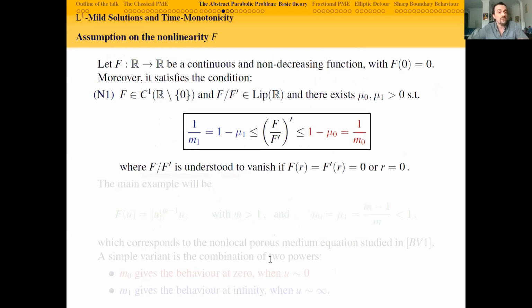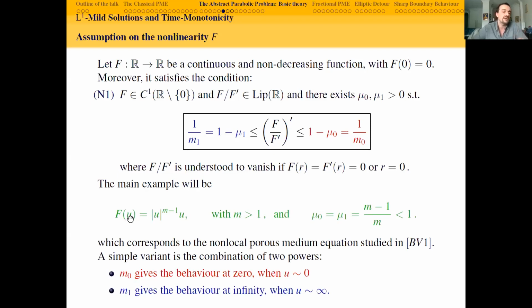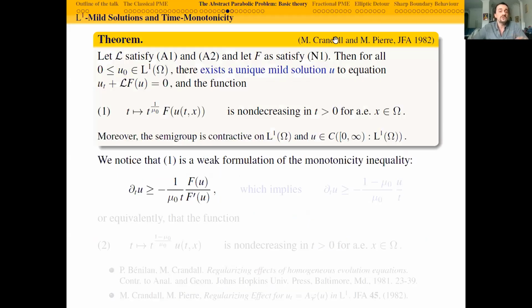An alternative approach relies on homogeneity, or pseudo homogeneity, of the nonlinearity. Here it is written in full generality. You can restrict yourself to the case u to the m if you want. Then you have this result, which is due to Crandall and Pierre in JFA in 1982, in which the monotonicity property that I showed the first day how to prove is proven for the first time also for these F, which are not exactly homogeneous.